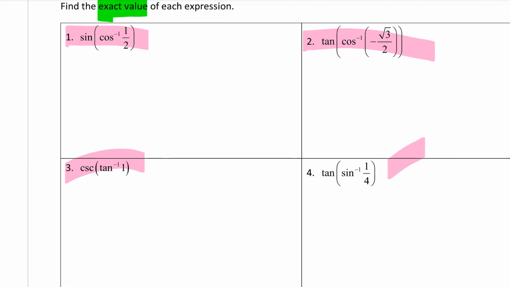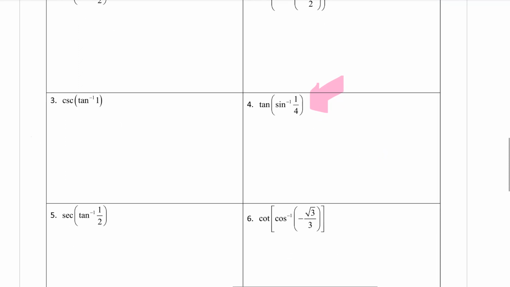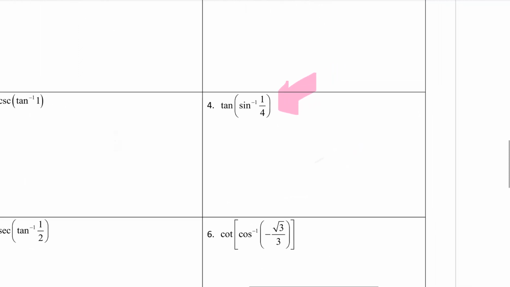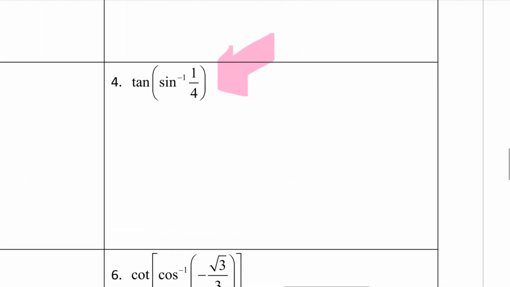And then you get to here, and I don't know what sine inverse of 1/4 equals. So I can't play the game of just replacing whatever's in the argument, like the cosine inverse of 1/2, or the cosine inverse of negative root 3 over 2, or that tangent inverse of 1 that you should know the values of. So we look at something like number 4. Well, this might require a little bit of work.